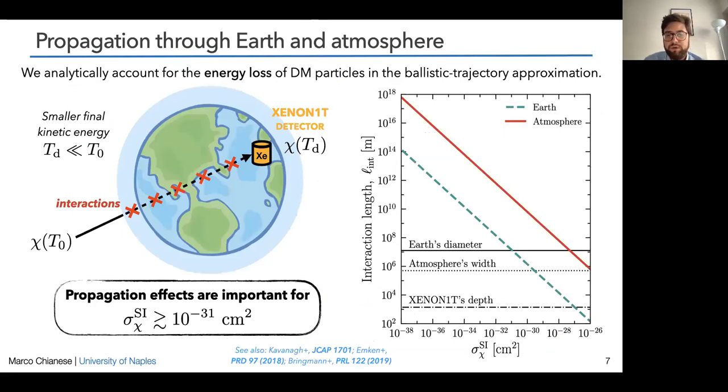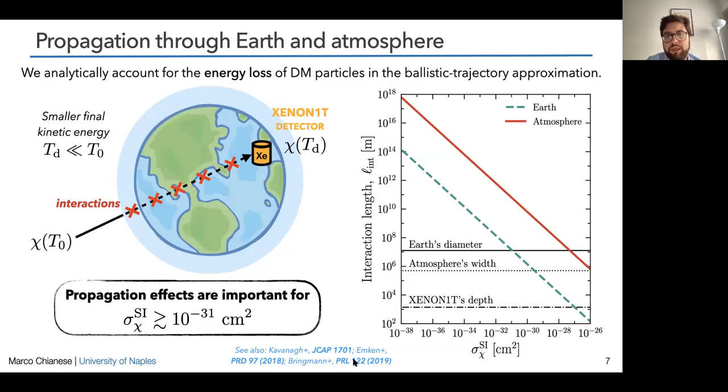So after computing this flux of dark matter particles from the evaporation of primordial black holes, we need to account for the propagation of the dark matter particles through the atmosphere and the Earth before reaching the detector. Indeed, the same interaction occurring in the detector also occurs with nuclei in the atmosphere and the Earth, and this causes energy loss. So we follow this reference here.